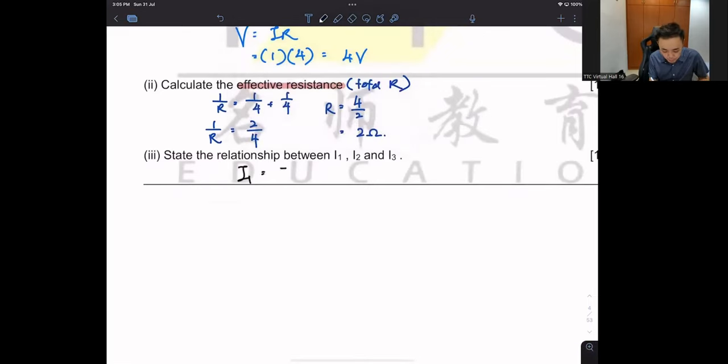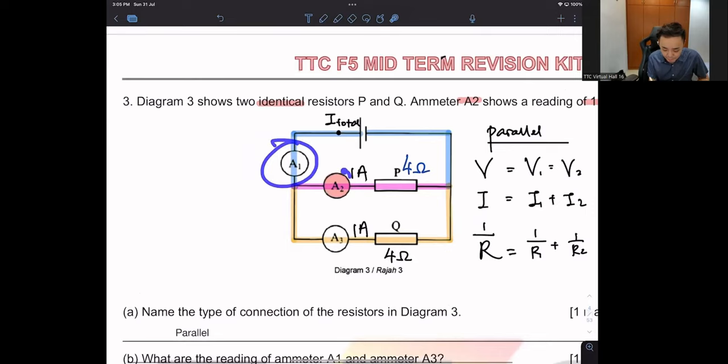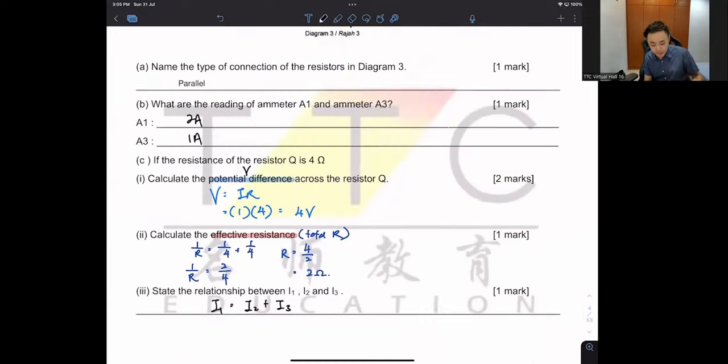Relationship between I1, I2, I3, I think we've answered already, right? I1 equals to I2, I3. What do you put here? Can we put equal? Parallel circuit. I1, I2, I3, are they the same? If they are voltage, then same. If they are current, then of course not the same. This one will sum together. Okay? Got it? Any questions?